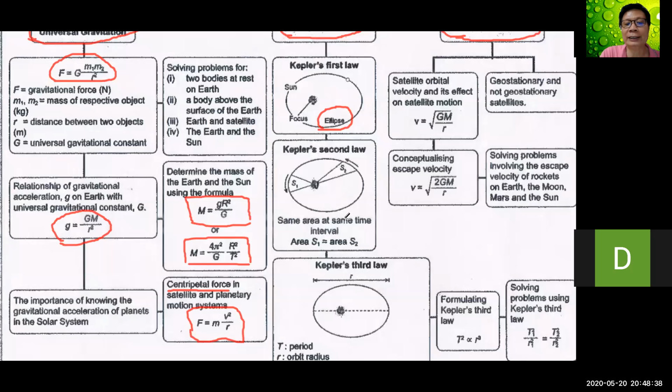Same area at same time interval. Understand? Remember this one is very important. Kepler's second law: provided the time taken from here to here and here to here is the same, it will cover the same area. When you use a mathematical formula to calculate the area, you get area 1 equal to area 2. This is Kepler's second law. Okay, the third Kepler's law, you see here.